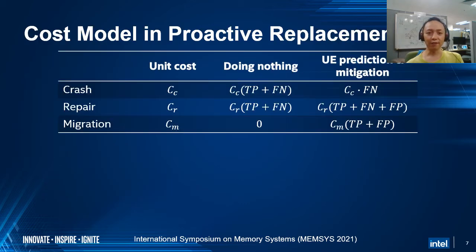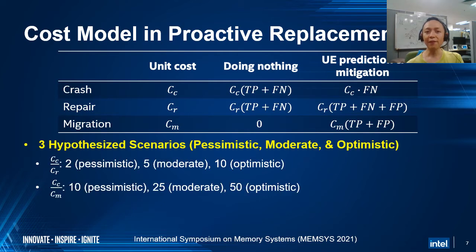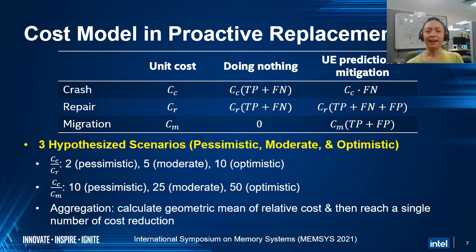We also formulate a cost model in proactive DIMM replacement with UE prediction. We define the unit cost of crash, repair, and workload migration. We compare the cost in the case of doing nothing versus that in UE prediction and migration. We hypothesize 3 different scenarios with different cost ratios. We calculate the relative cost in all the scenarios, aggregate into their geometric mean, and then reach a single number of cost reduction.